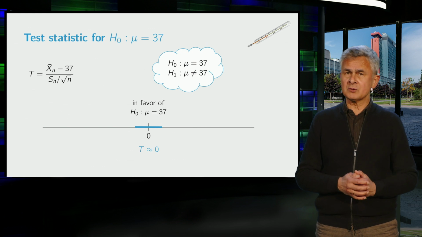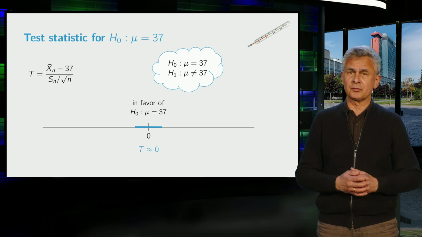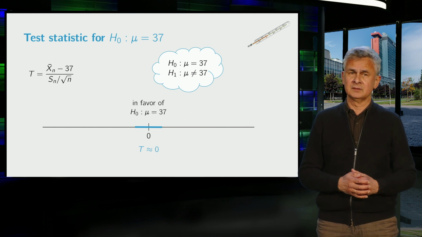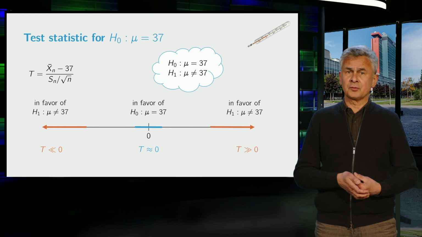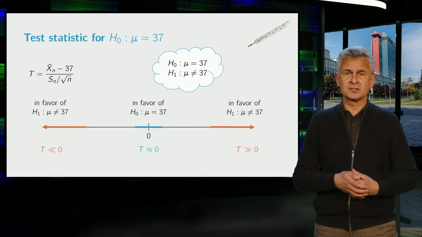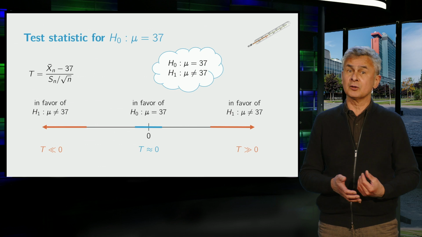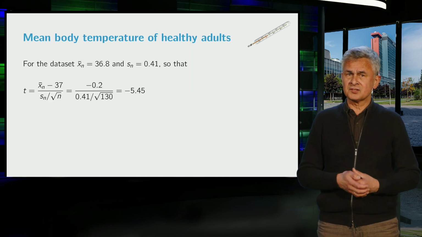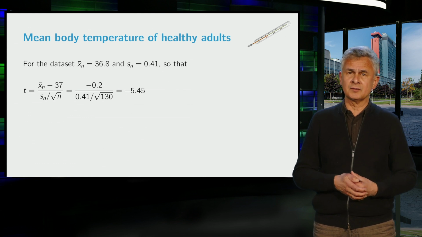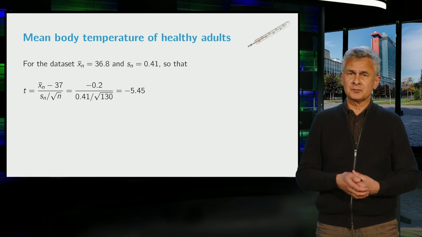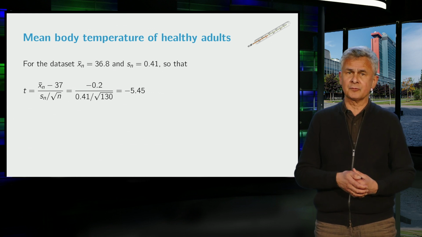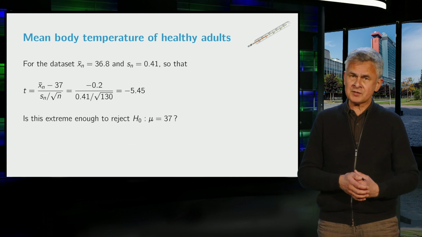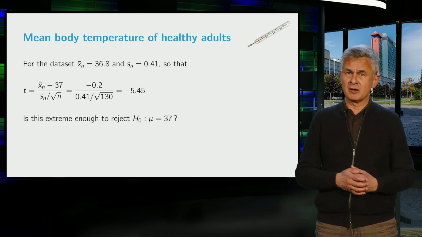Values of t close to 0 correspond to x bar close to 37, so these values of t are in favor of the null hypothesis. On the other hand, both large negative values as well as large positive values are in favor of the alternative hypothesis. Well, for our dataset, we find sample standard deviation 0.41, so that the value of t is equal to minus 5.45. This is clearly different from 0, but the question is whether it is extreme enough to reject the null hypothesis.